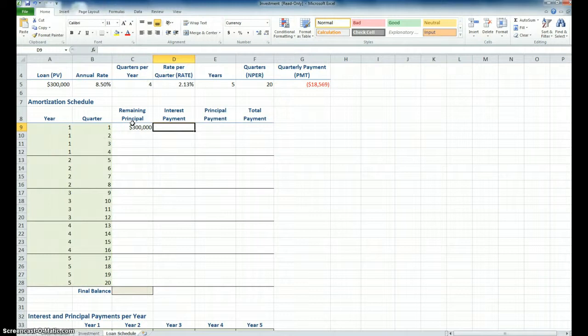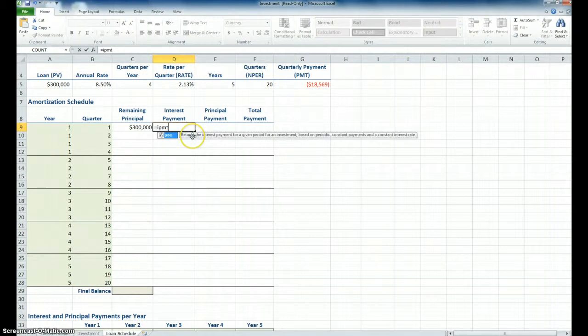All right, so now we're going to go to the interest payment, and this is pretty simple because all the variables I need are right up here. And you'll notice that the formula is equals IPMT. So if you look at what that means, remember we did payment up here. This is what the payment is. The IPMT returns the interest payment for a given period for an investment.